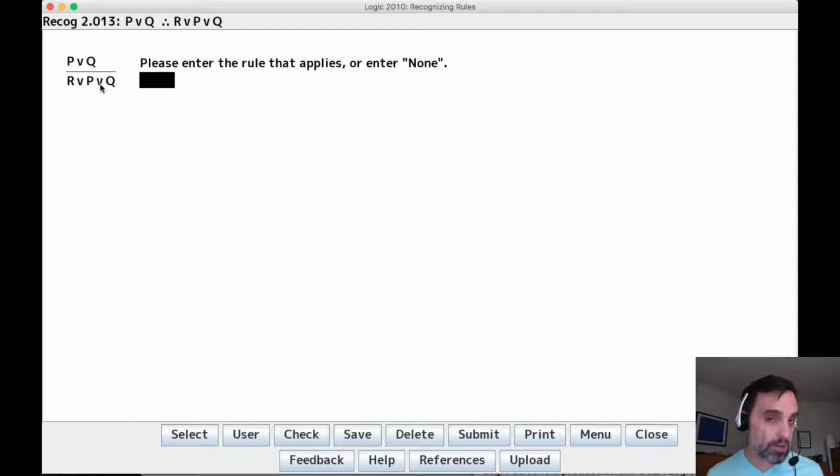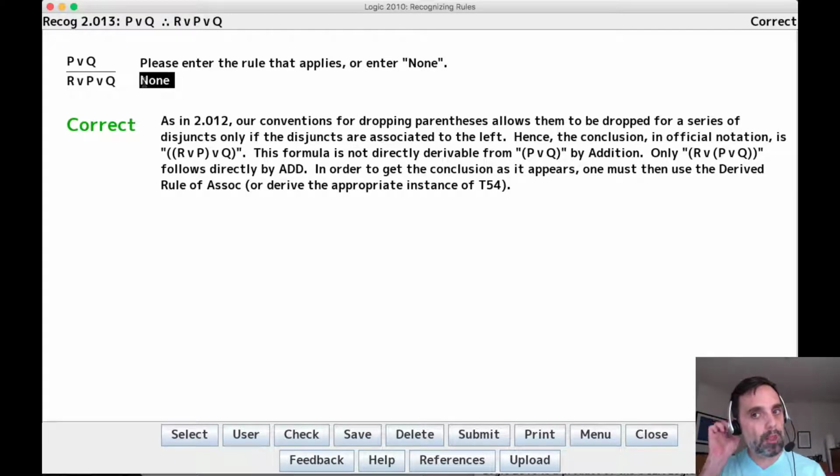And so to get this with addition, you'd have to have either Q, and you'd apply Q and then put R or P on the other side. Or you'd have to have R or P and then put Q on the other side. Now, you can argue from P or Q to R or P or Q, but by itself you can't get there just with addition.